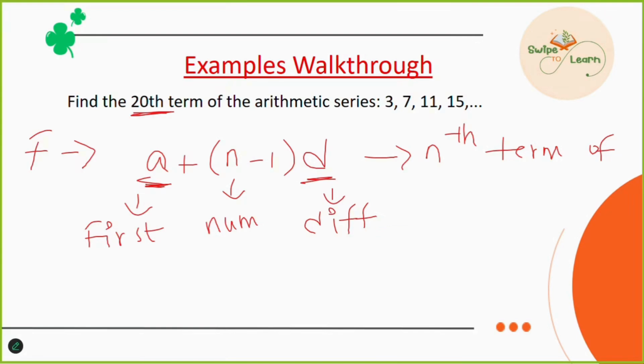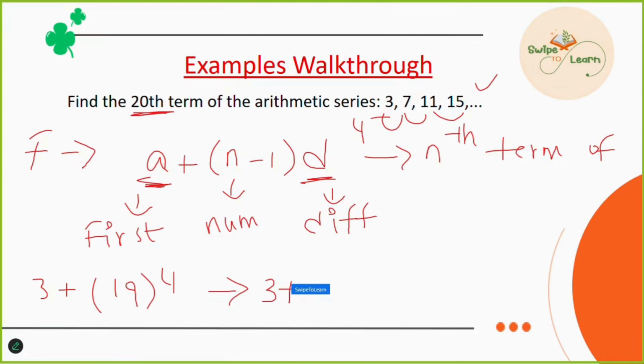Now we'll put these values in our formula. The first value is 3, so that is 3 plus. We have to calculate the 20th term, so 20 minus 1, which is 19. And the difference here is 4, for every term. Now 3 plus 19 into 4, which is 76. So 3 plus 76 is 79. So 79 is the 20th term of this arithmetic series.